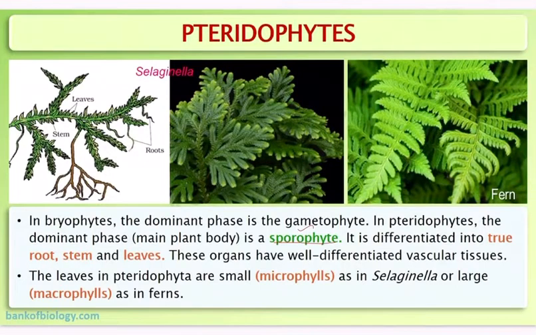It is differentiated into true root. Since xylem and phloem are there, we are saying true root. We are not saying rhizoid or root-like. Similarly, true stem having xylem and phloem, and true leaves having xylem and phloem in the leaves also. So these organs have well differentiated vascular tissues.